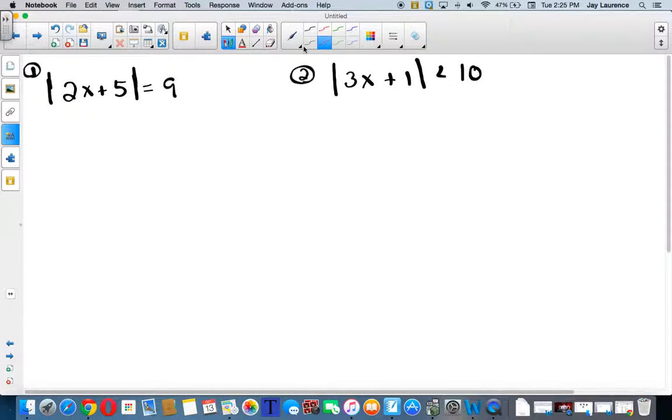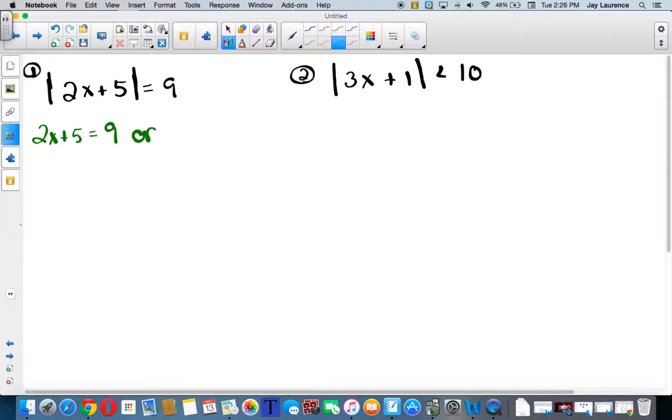There they are. Okay, so we have this first one, the absolute value of 2x plus 5 equals 9. There are two problems here because one's going to get me one of the answers and one's going to get me the other answer. The one on the positive side of 0 and the one on the negative side of 0. So the first thing I do is I go 2x plus 5, and that's going to equal 9.